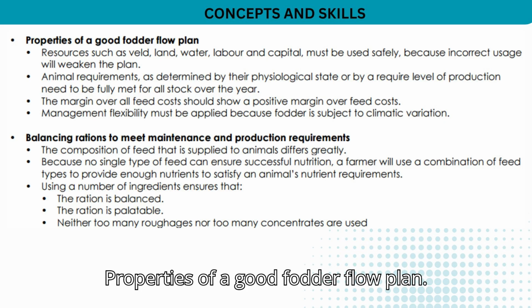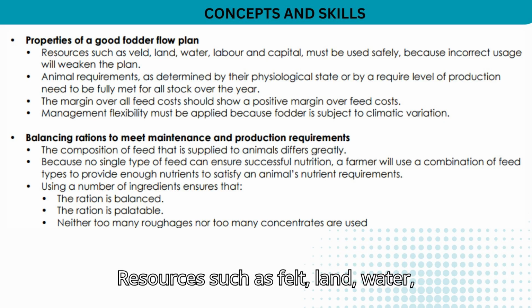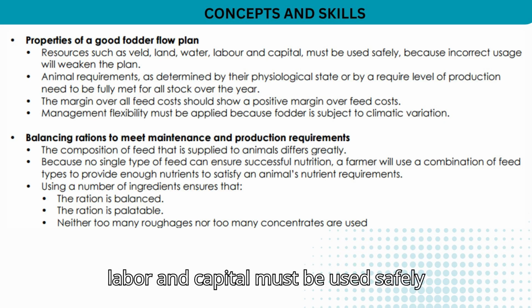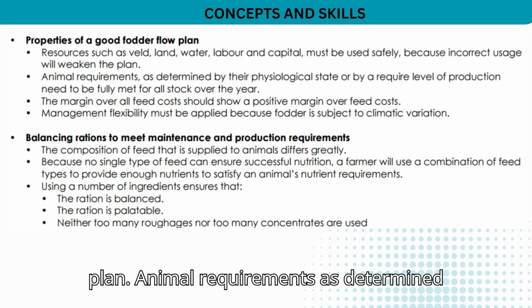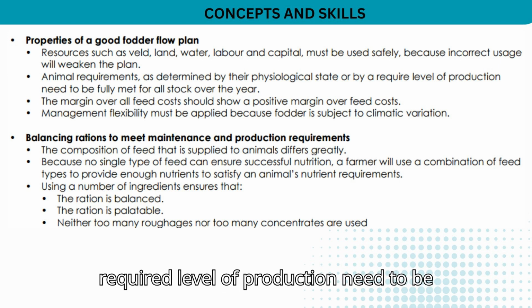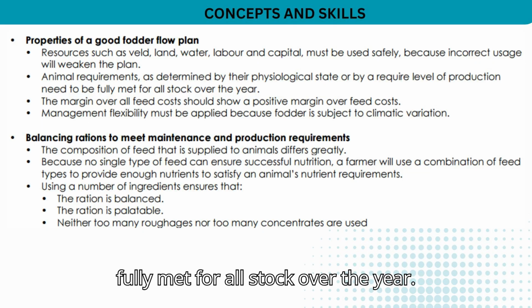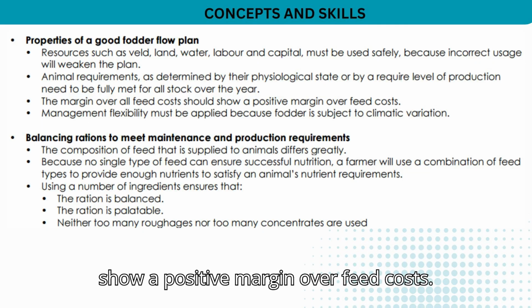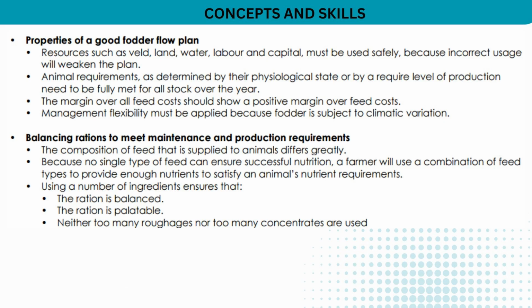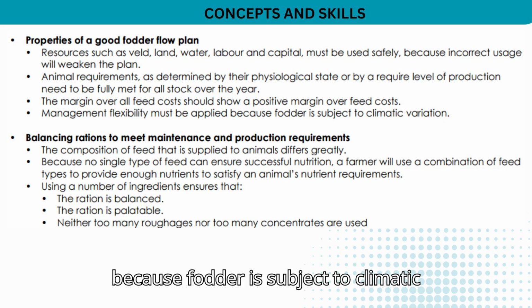Properties of a good fodder flow plan. Resources such as veld, land, water, labor, and capital must be used safely, because incorrect usage will weaken the plan. Animal requirements, as determined by their physiological state or by a required level of production, need to be fully met for all stock over the year. The plan should show a positive margin over feed costs. Management flexibility must be applied because fodder is subject to climatic variation.